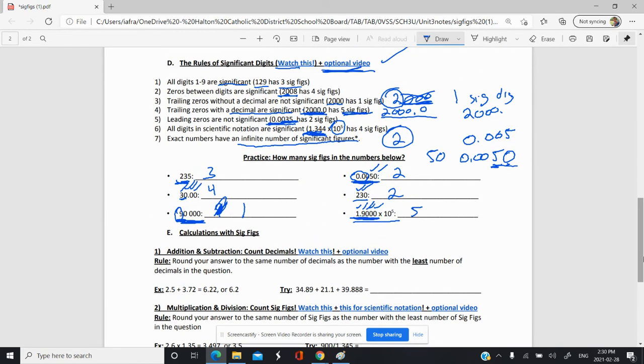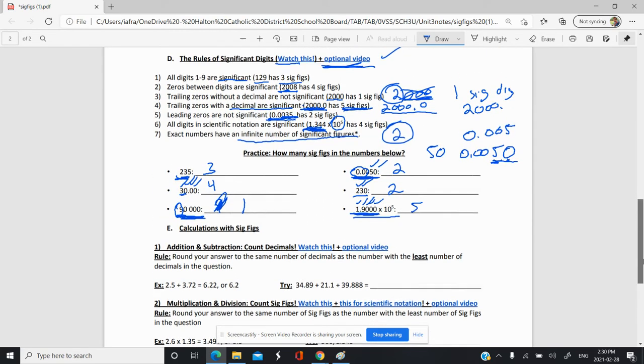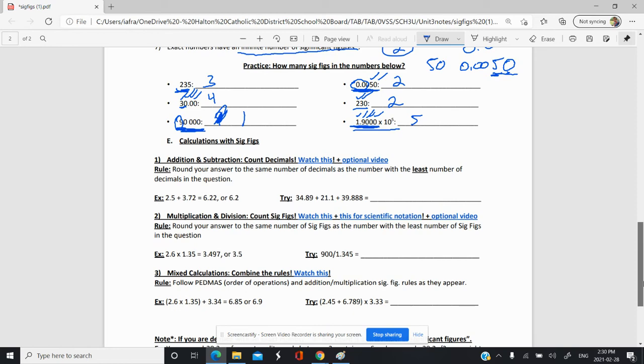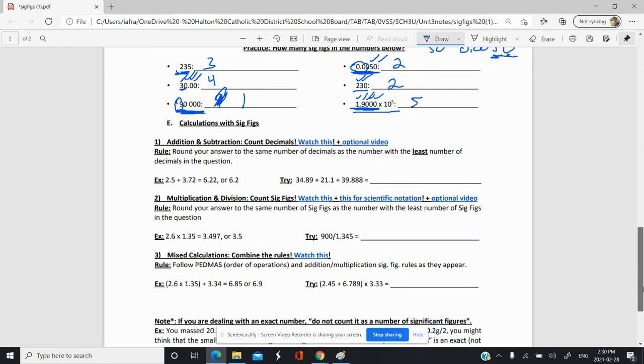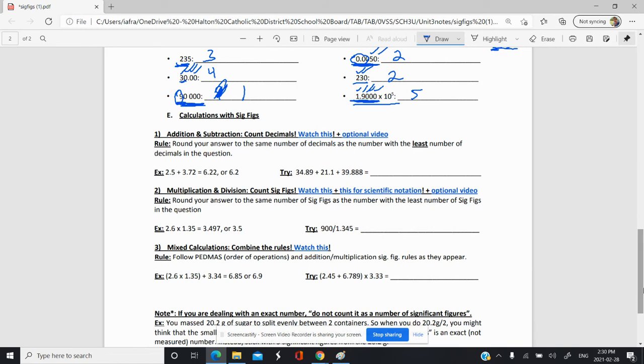So the purpose of identifying all those significant digits in your measurements is because when you do calculations, you need to follow what's called significant figure rules. There are different rules for addition, subtraction, and multiplication, division. If you're doing addition or subtraction, you need to count the decimals. Your final answer needs to have the same number of decimals as the measurement with the fewest number of decimals.